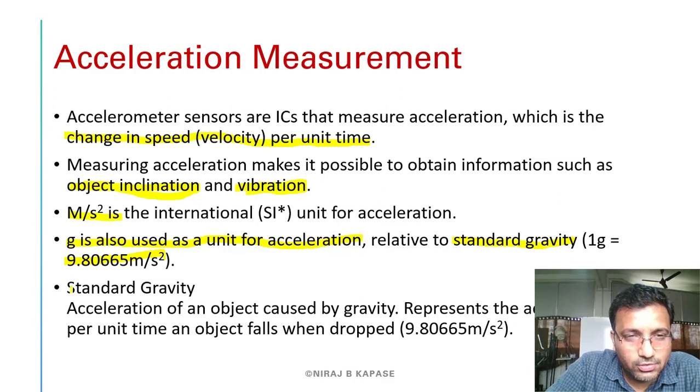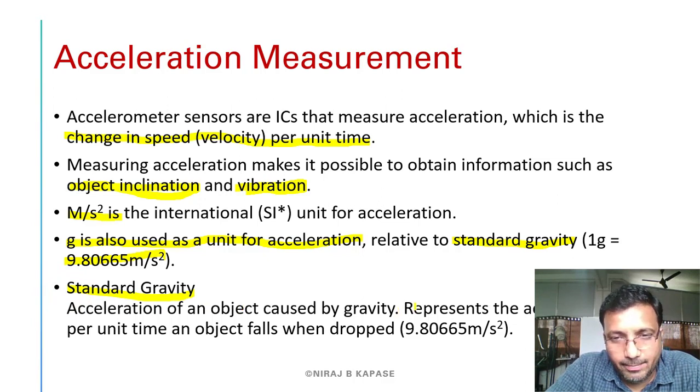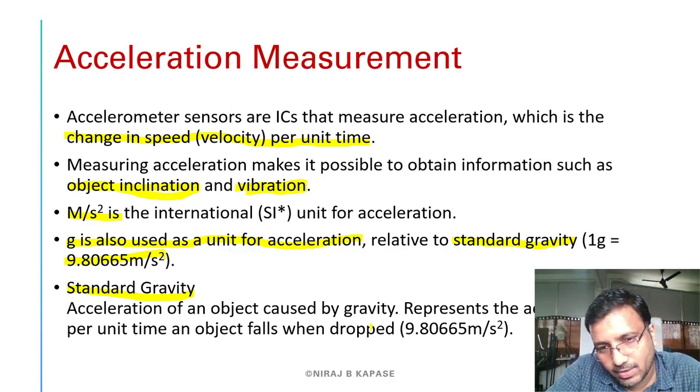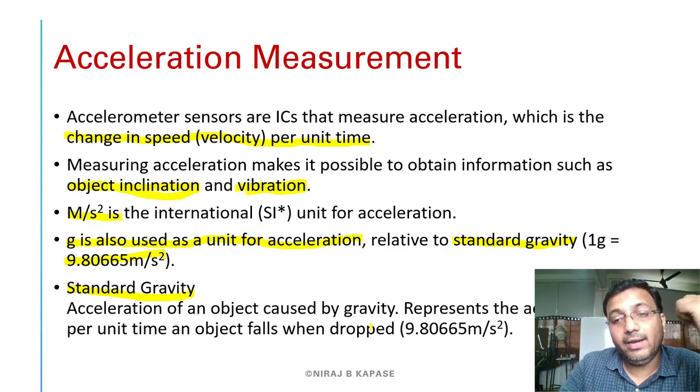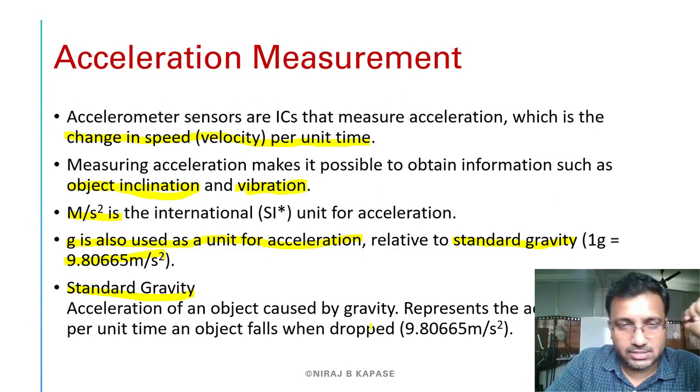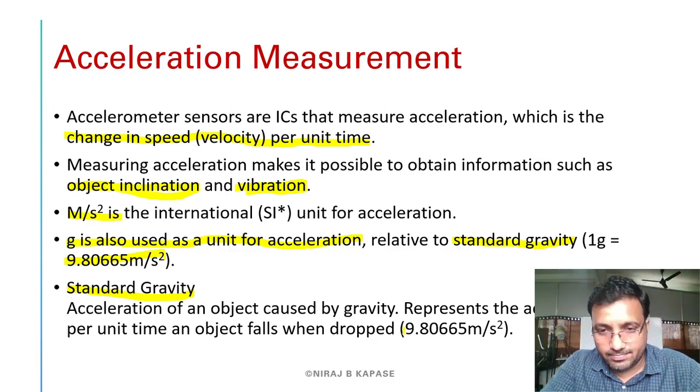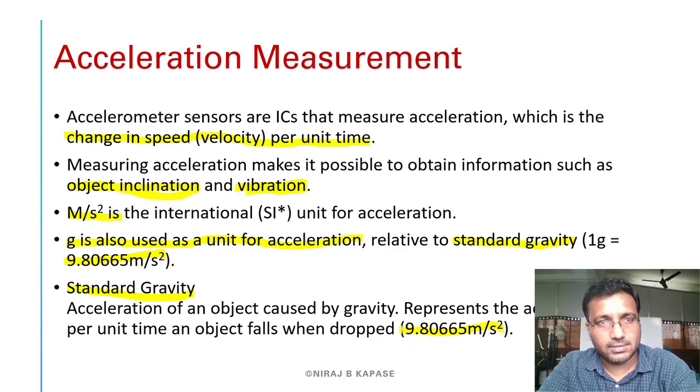Okay, so what is actually a standard gravity? Standard gravity means the acceleration of an object caused by gravity, and it represents the acceleration per unit time of an object falling when it is dropped. So it is the speed of an object when we drop it from the hand towards the ground, and that acceleration is 9.80665 meter per second square. Okay, so this is what is known as the relative gravity or the standard gravity.